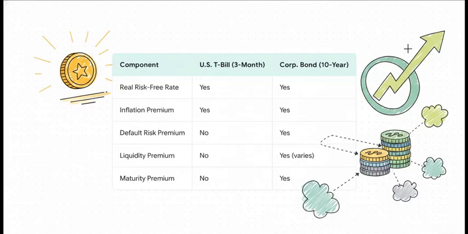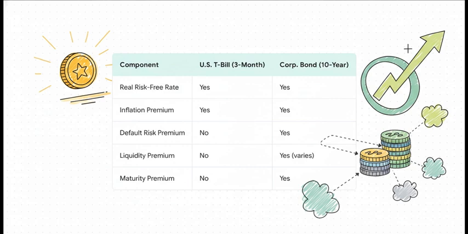This table, right here, makes it all just click into place. Look at the 3-month T-bill. It's got the real rate and the inflation premium, and that's it. No real risk of default, it's super liquid, and the maturity is tiny. Now look at a 10-year corporate bond. It starts with that same foundation, but then you have to add a premium for default risk, for liquidity, and for maturity. This is exactly why its interest rate is higher. Every single difference between 2 interest rates can be explained by which of these premiums are in the mix and how big they are.